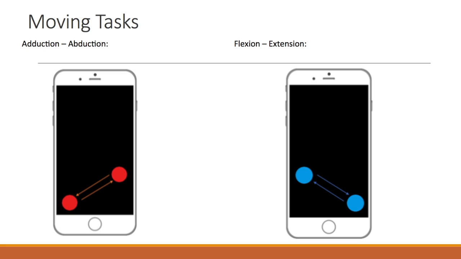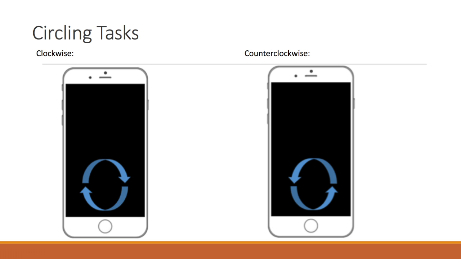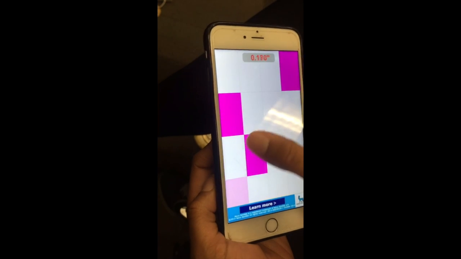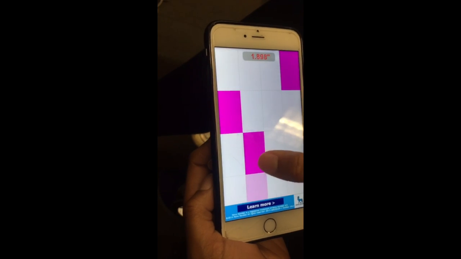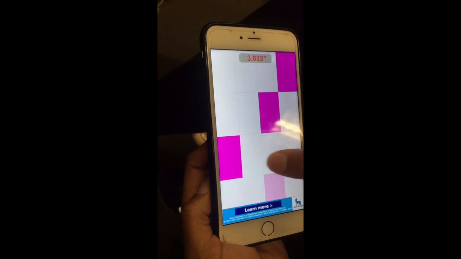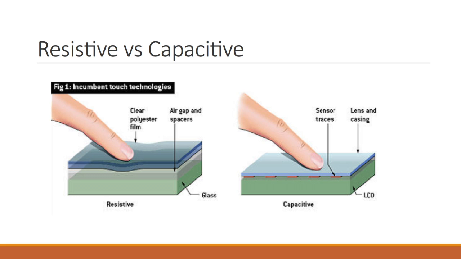Regarding moving tasks, there is no significant difference in terms of fatigue time for adduction, abduction, and flexion extension movements, but adduction, abduction movements have faster tapping speed. For circling tasks, there is no difference in fatigue time between clockwise and counterclockwise movements. On the other hand, muscle fatigue also depends on the type of touchscreen, resistive or capacitive. The user will develop greater muscle fatigue with resistive touchscreens since this requires surface pressure to operate.